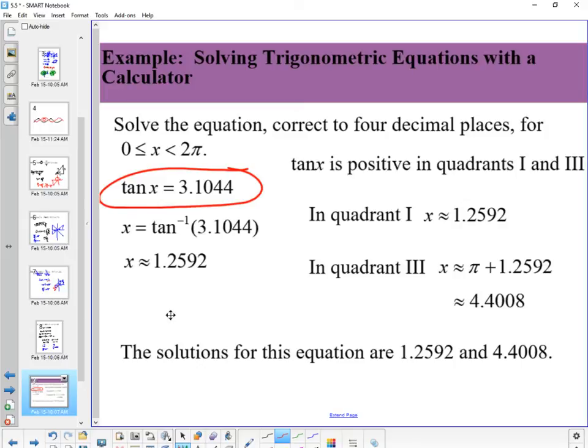Because it's tangent, it happens at every pi radians, so here's our plus pi. Okay, all right. The calculator part's super easy.